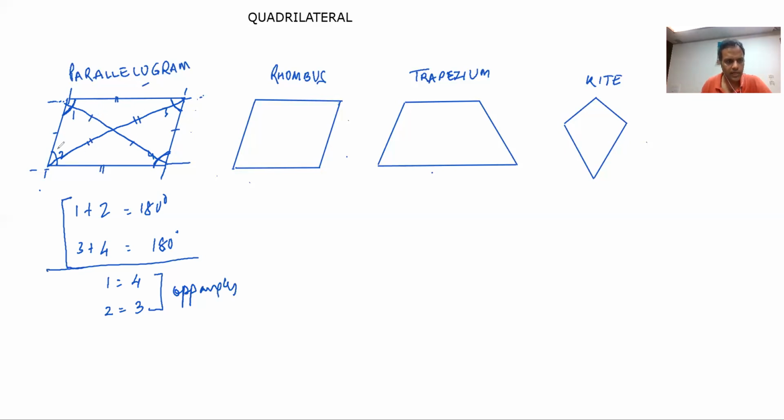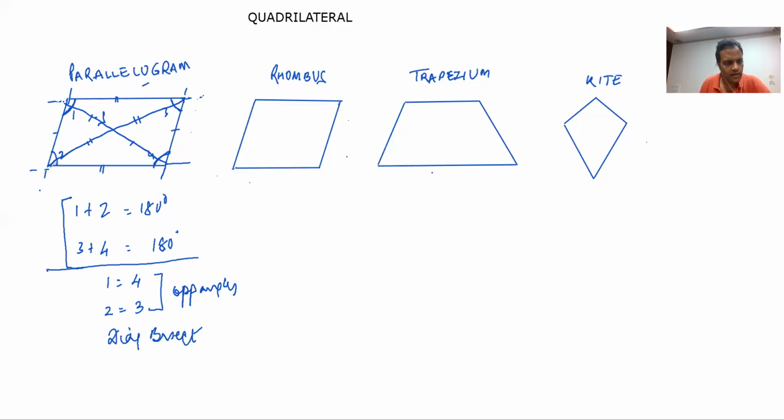Another important property, I again repeat, if you draw the two diagonals, the diagonals bisect each other, which means this line is bisecting this line. This line is bisecting this line. So the diagonals bisect each other.